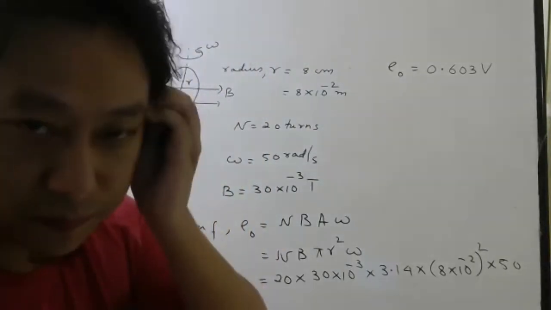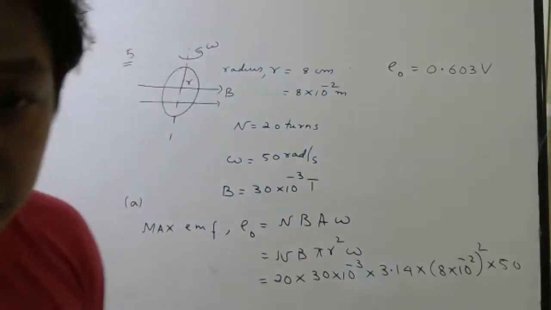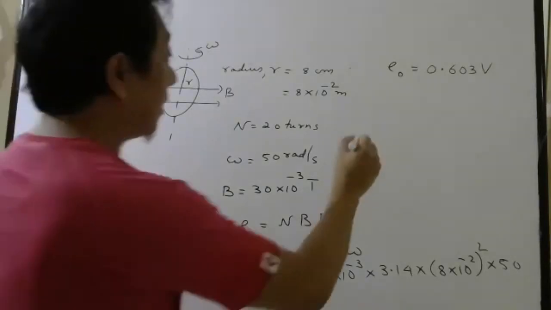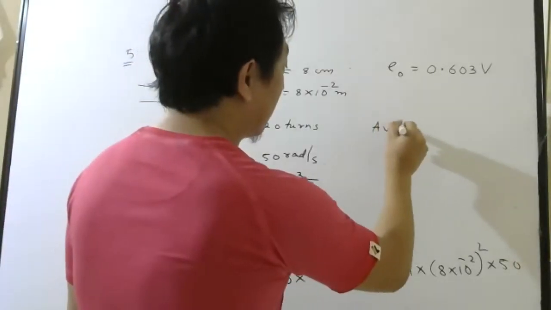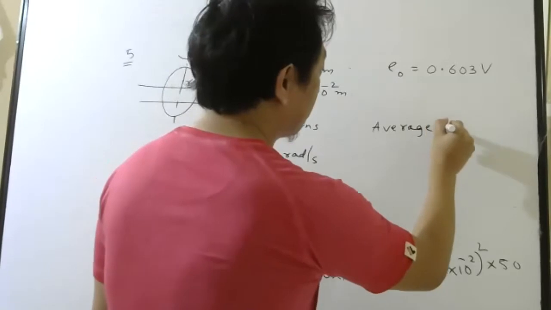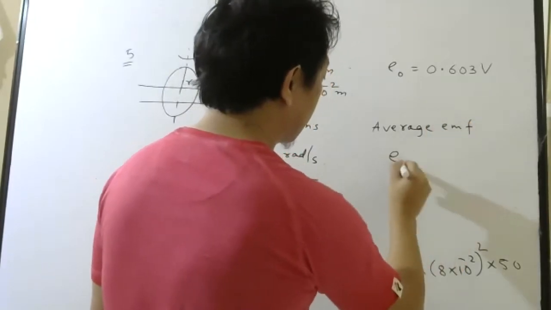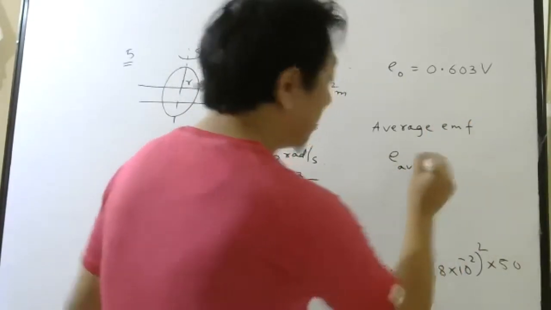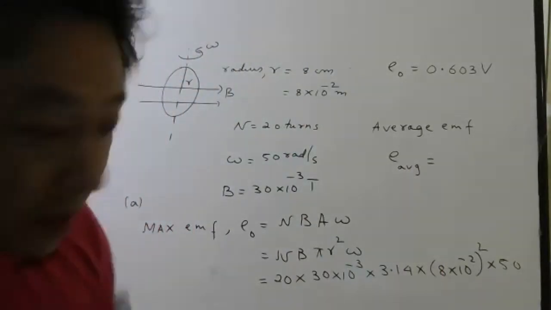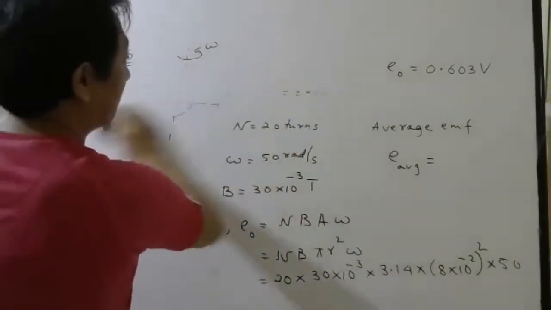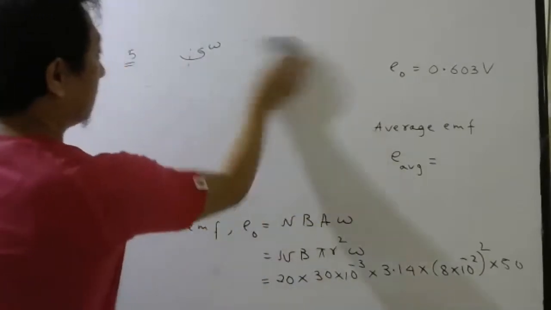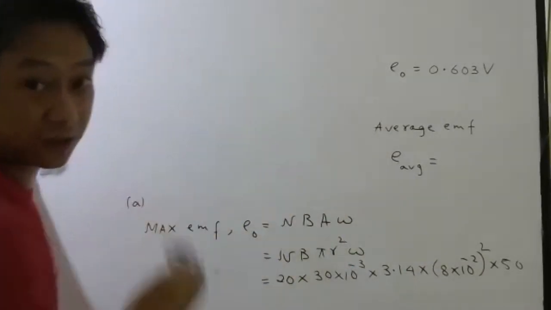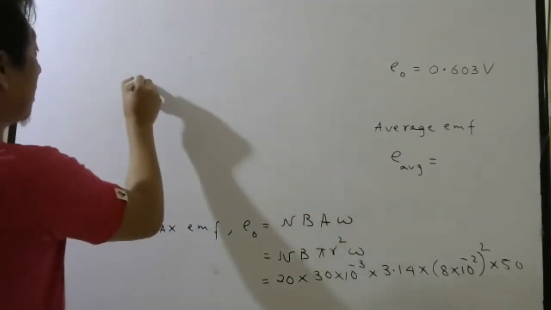0.603. So we calculated the maximum EMF. Then they also are asking average EMF. Now this I want you guys to tell me. I will give you a little hint. Anybody already has answered or what? Okay, no. How was the EMF changing?